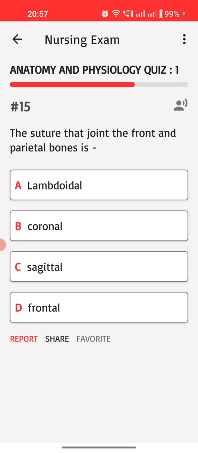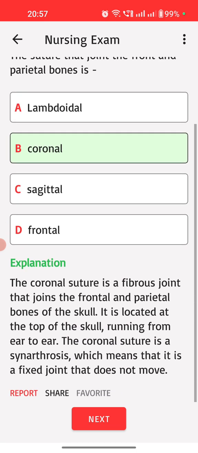The suture that joined the frontal and parietal bones is. A. Lambdoidal. B. Coronal. Correct answer. The coronal suture is a fibrous joint that joins the frontal and parietal bones of the skull. It is located at the top of the skull, running from ear to ear. The coronal suture is a synarthrosis, which means that it is a fixed joint that does not move.